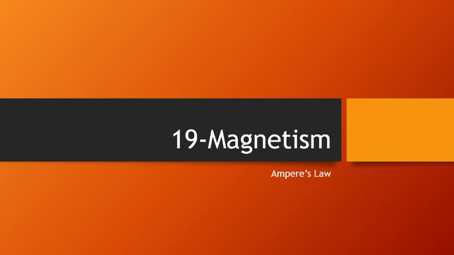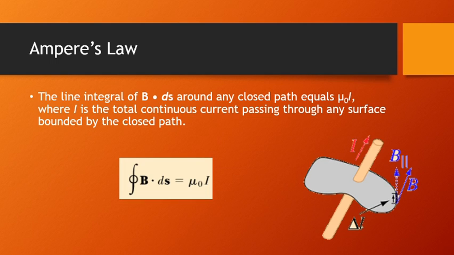These slides are about Ampere's law. The line integral of B dot ds around any closed path equals mu naught I, where I is the total continuous current passing through any surface bounded by the closed path. So the integral of B dot ds is equal to mu naught I.